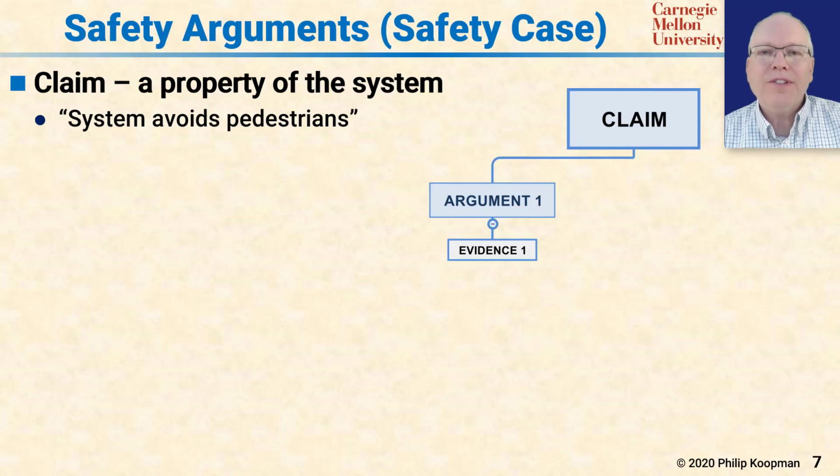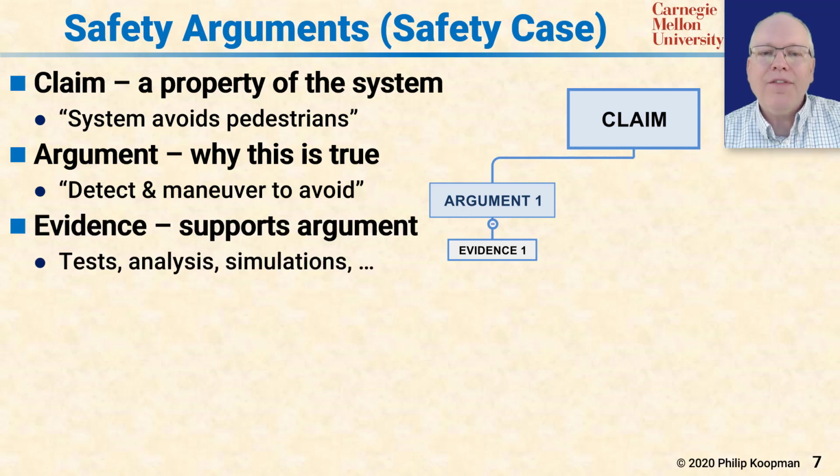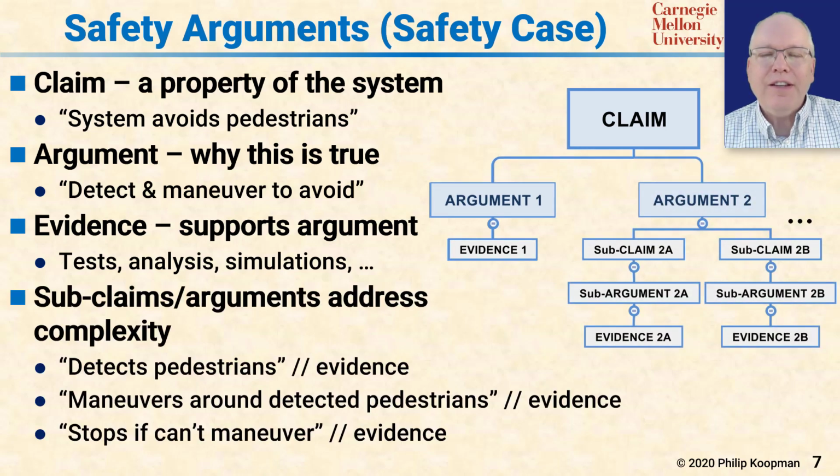All right, if we're going to use safety cases, let's take a minute to talk about what they really are. A safety case is an argument that has a claim, which is some claimed property of the system, such as the system avoids pedestrians. An argument, why this is true. For example, well, we avoid hitting pedestrians because we detect them and maneuver to avoid. And some evidence to support the argument. Tests, analysis, simulations, all of this is evidence. Typically, it's a fairly detailed argument, and so you can have subclaims. You won't just say, well, I detect and maneuver to avoid.